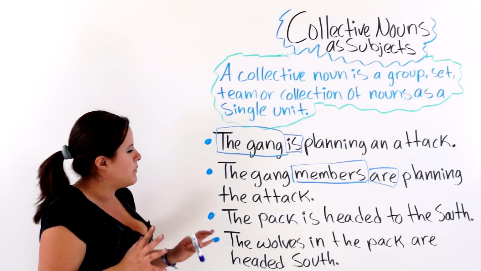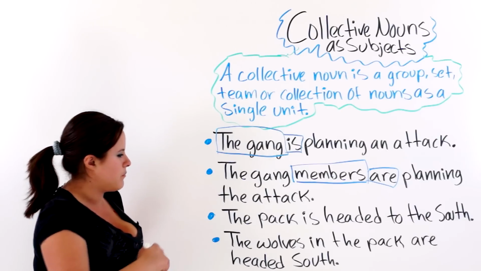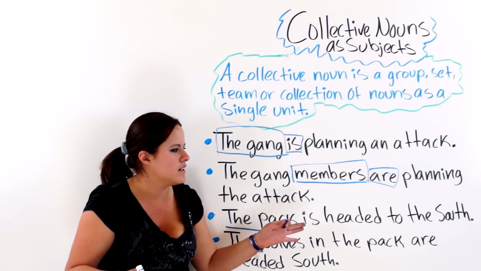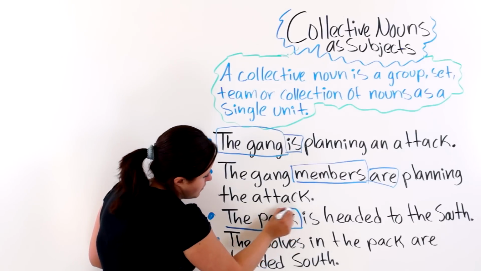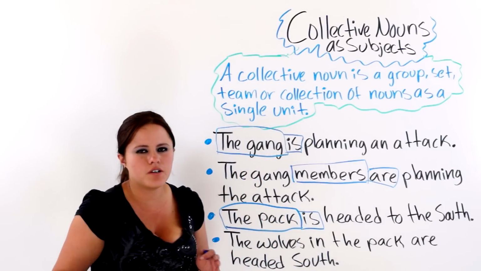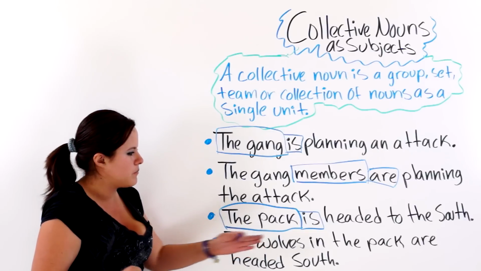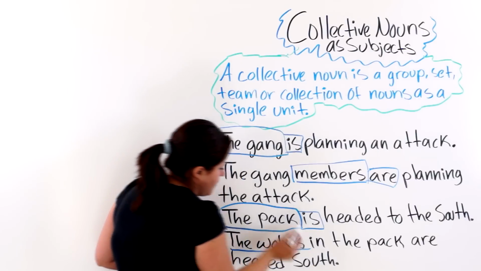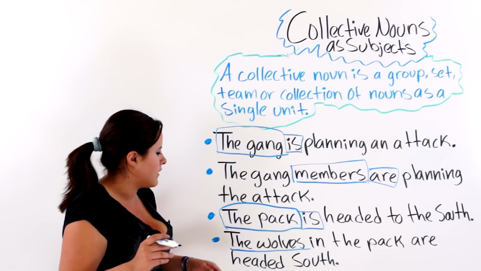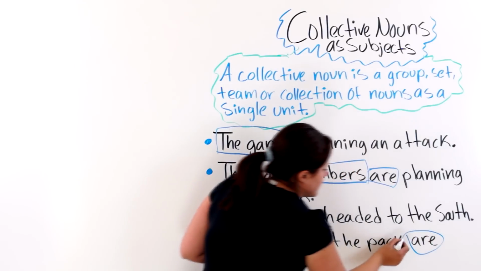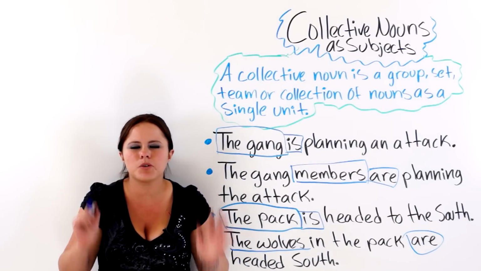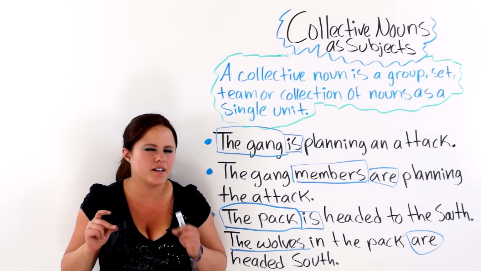The next one says, the pack is headed to the south. The pack. We are talking about a pack of wolves. Okay? The pack is headed to the south. So this is working as a single unit. Therefore, we have a singular verb. The next one says, the wolves in the pack. The wolves. Now, the elements in the collective noun are working separately. The wolves in the pack. So therefore we must use a plural verb, are headed south. Alright? Next, I will give you more examples and practice sentences so that you can, of course, practice with me.